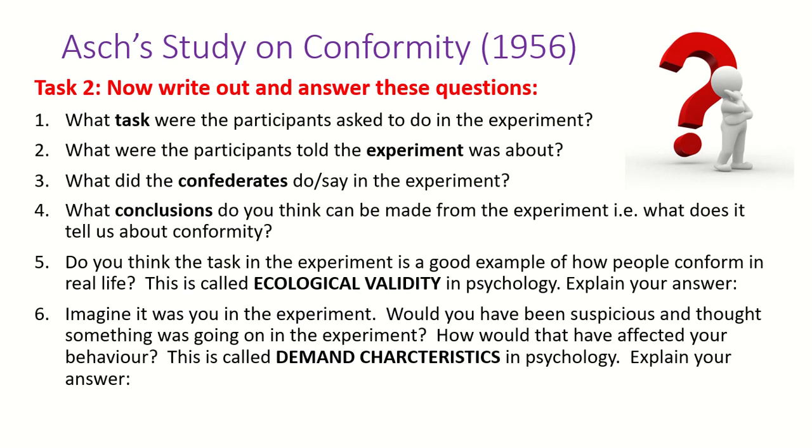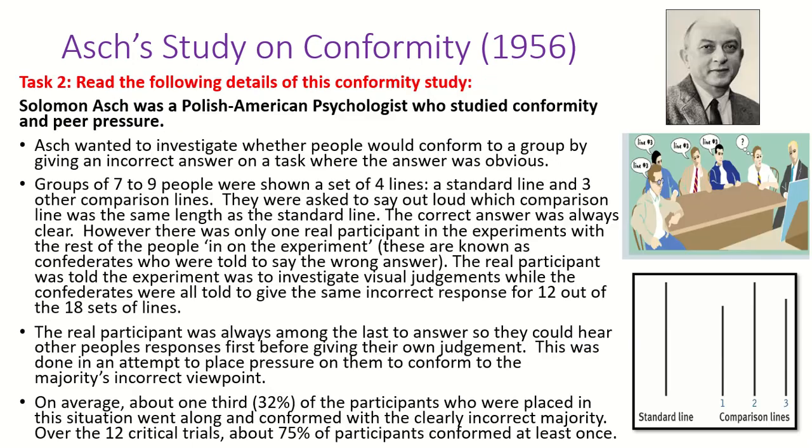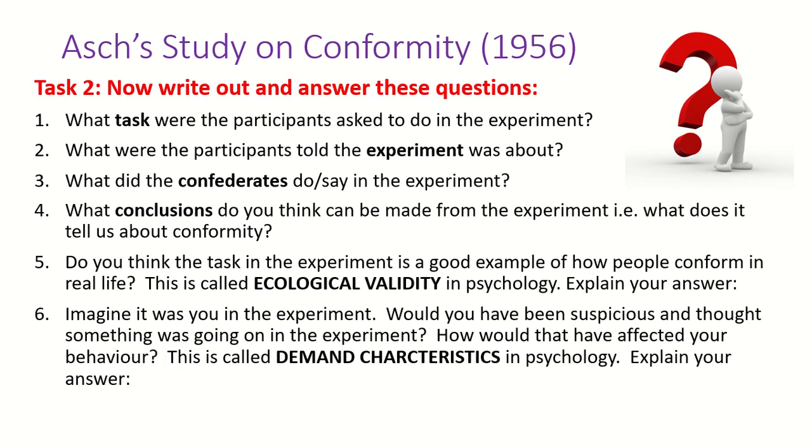Okay, so you'll need to grab a pen and paper for me now, and you're going to write down those 6 questions and have a go at answering them based on the study that you've just read through. So you need to think about what task the participants were asked to do in the experiment. What were they actually asked to answer questions about? What were the participants told the experiment was about? Were they told the truth or were they told something else? What did the Confederates do and say in the experiment? So the Confederates are not participants, they are people that are in on the experiment.